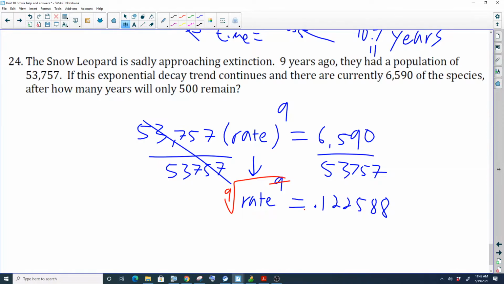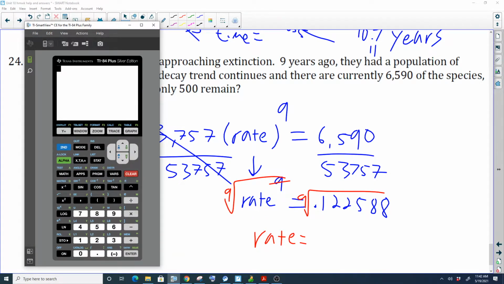And if you do it to one side, you have to do it to the other side. So then our rate is going to be, how do you do the 9th root? Well, you're going to have to go to the math button and down to the xth root. And then you're going to go backwards to the ANS and type in a 9 there. So that's going to be the 9th root of, don't round yet, don't round. Make sure you get enough decimals in there.